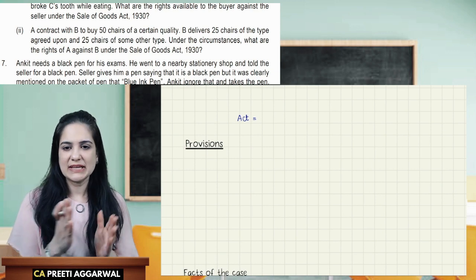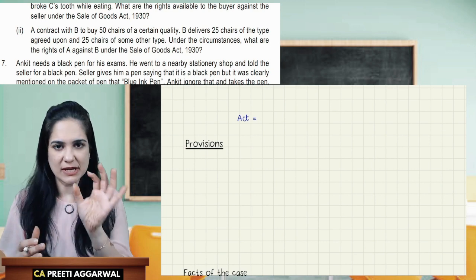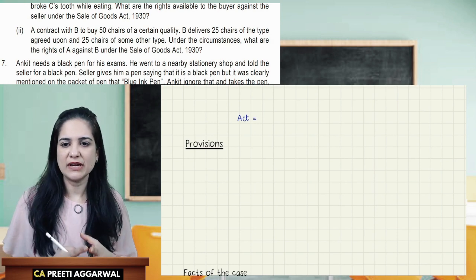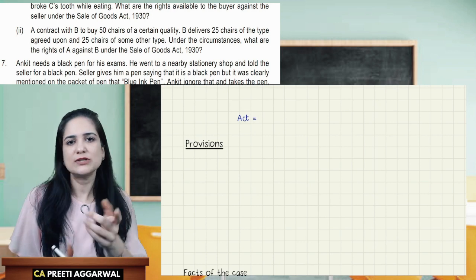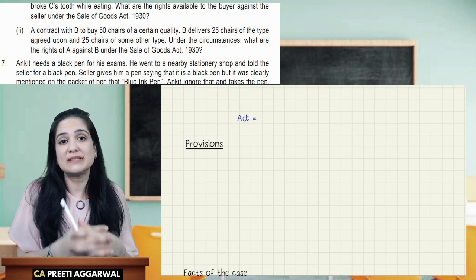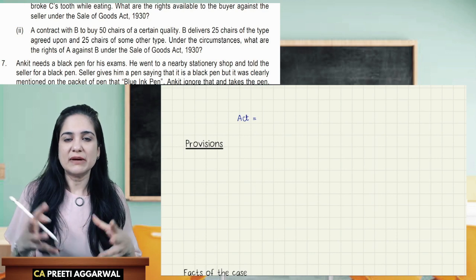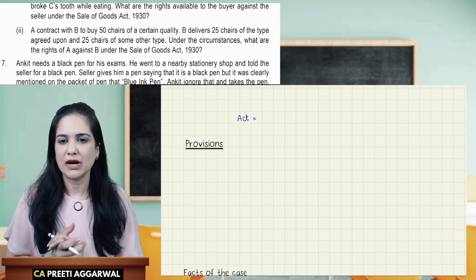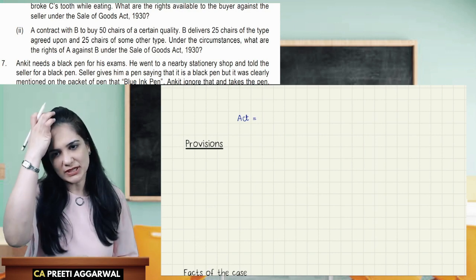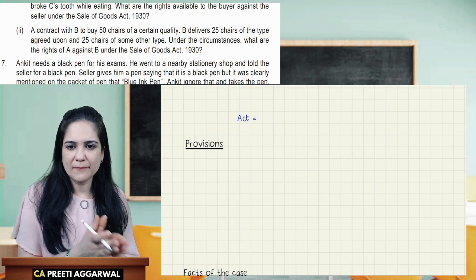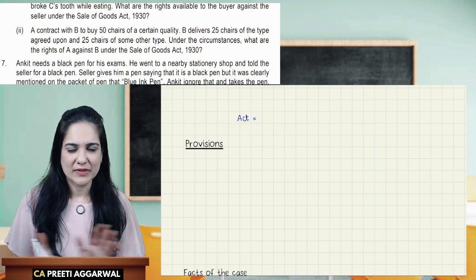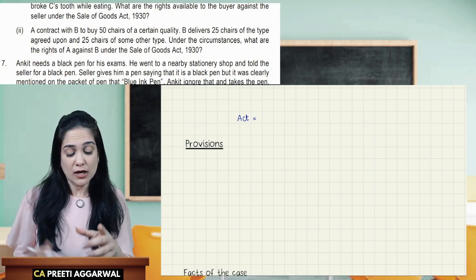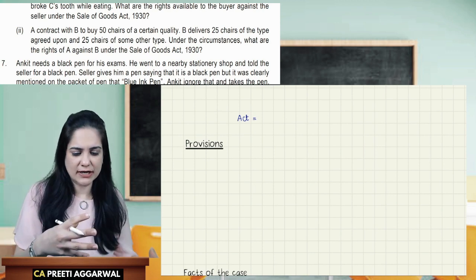Okay, so in this case, A has contracted with B to buy 50 chairs. Keep this in mind. B delivers 25 chairs of the types agreed upon, and 25 chairs of some other type. It is not as per the description. There is mixing of goods that we ordered with goods we did not order of some different description. Okay, so under the circumstances, what are the rights of A against B under the Sale of Goods Act? So here the goods should be as per description. They are not as per description. We are mixing the goods which we contracted with some other goods.